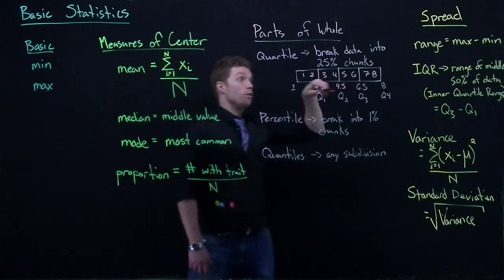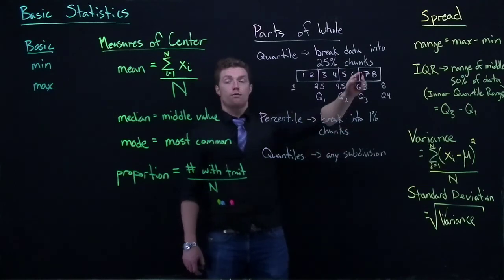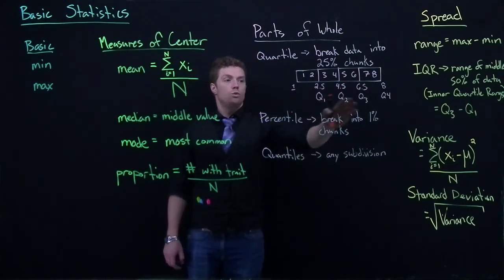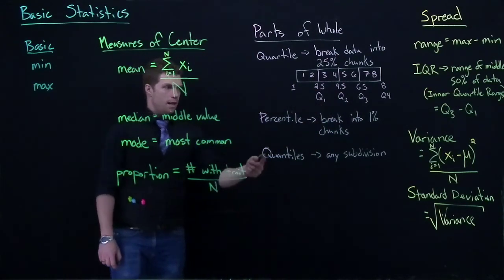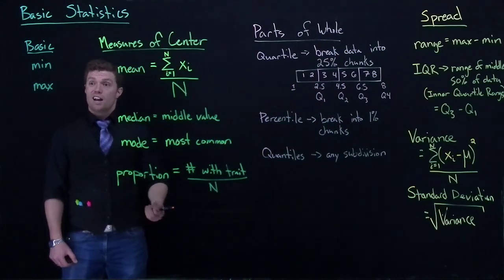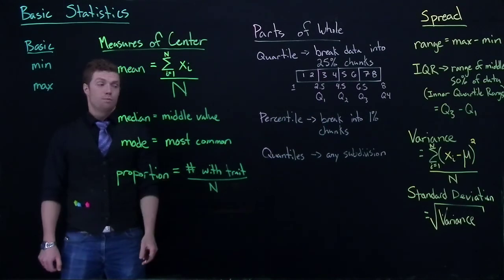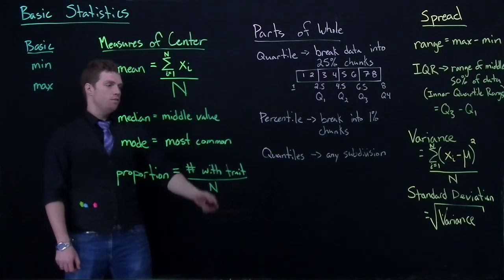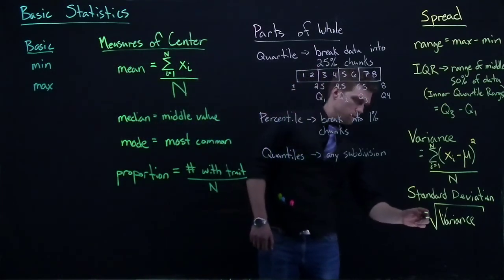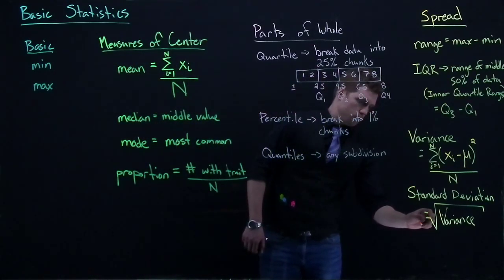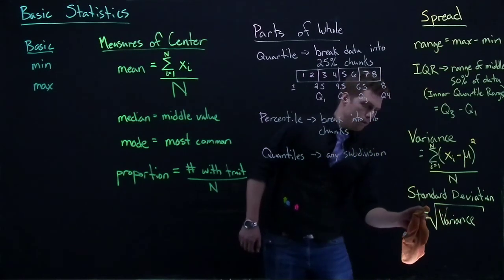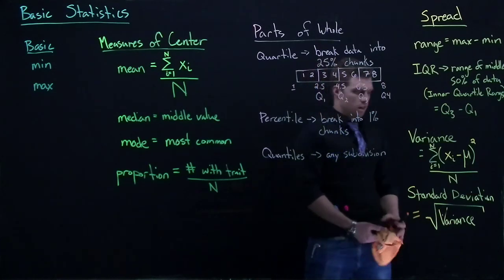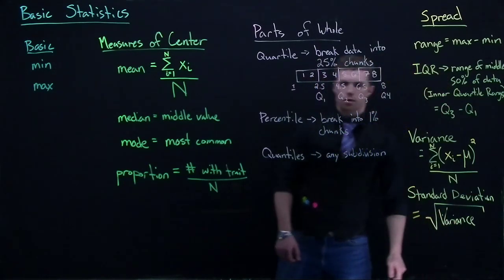And then for the spread, we have a couple different measurements. We have range, which is just the max minus the minimum. We have the IQR, which is just Q3 minus Q1. And then the last two: variance tells us, on average, the distance from the mean squared. And then we also have the standard deviation. Let me write this out a little bit better. We'll have that be our square root, and we'll put an equal sign out here. The standard deviation is just the square root of our variance.